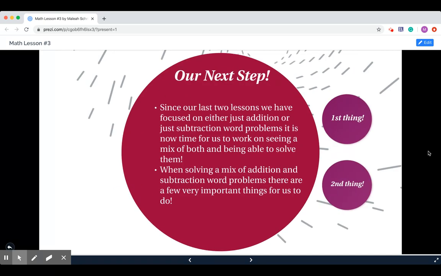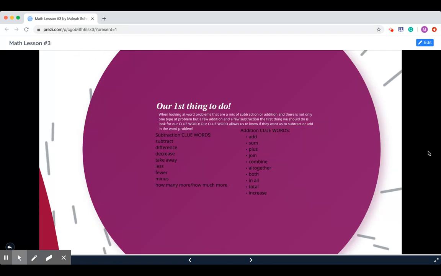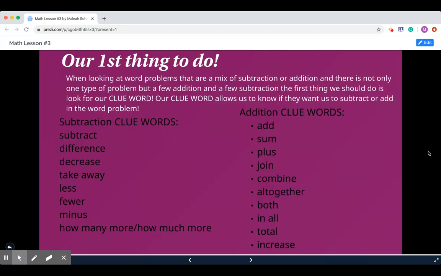So our next step. Since our last 2 lessons we have focused on either just addition or just subtraction word problems, it is now time for us to work on seeing a mix of both and being able to solve them. When solving a mix of addition and subtraction word problems, there are a few very important things for us to do. The first thing for us to do, when looking at word problems that are a mix of subtraction or addition, and there is not only one type of problem but a few addition and a few subtraction on that page, the first thing we should do is look for our clue word.